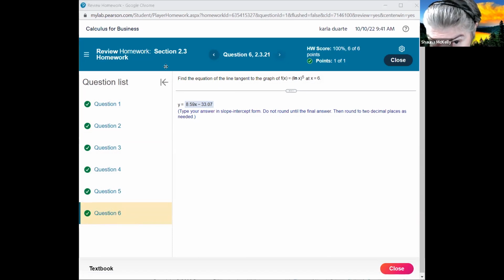So we're going to do that together right now. Find an equation of the line tangent to the graph of f of x equals ln x, quantity to the 5th, at x equals 6. Now, the other thing is it doesn't want an exact answer. It says round to 2 decimal places. So the answer that we put in was exact and it was wrong. That was my fault. But it was exact and they want it rounded. So I will go through that. Some of what we had was correct, but some of it was not.